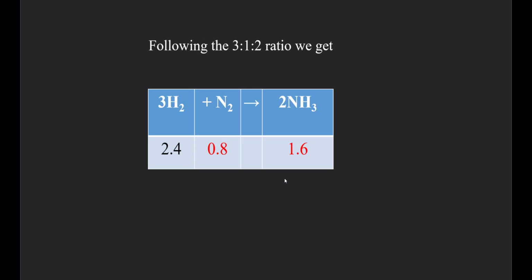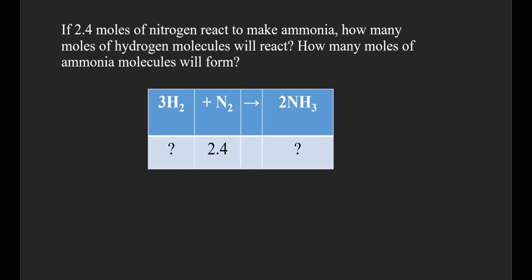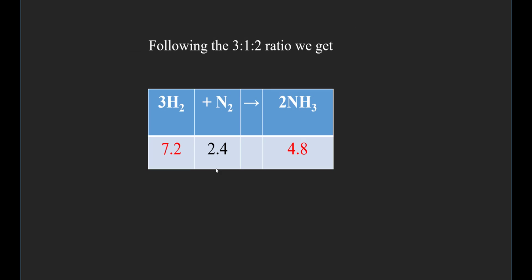One more. What's different about this? Oh, the other way around. What if you had 2.4 of nitrogen? And I said, okay, how much hydrogen would be required to react with 2.4? This time you go in the other direction, 3 times as many hydrogens as nitrogen. So I multiply 2.4 times 3, and I get 7.2. And then to go from nitrogen to ammonia, it's the same as we did before. You just double the number. For every 1 nitrogen, you make 2 ammonias, so 2.4 times 2 is 4.8.